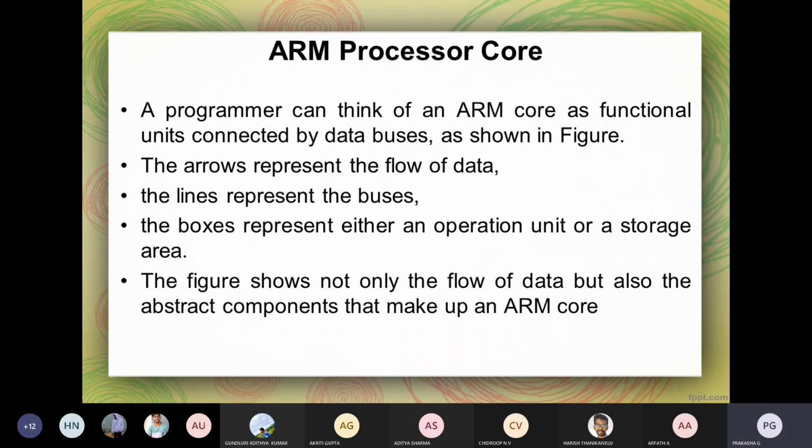Here in the ARM core, the boxes we are going to have will represent either an operating unit, where some operation is performed, or a storage area. The figure shows not only the flow of the data but also the abstract components that make up an ARM core.